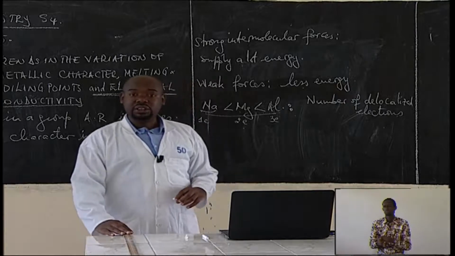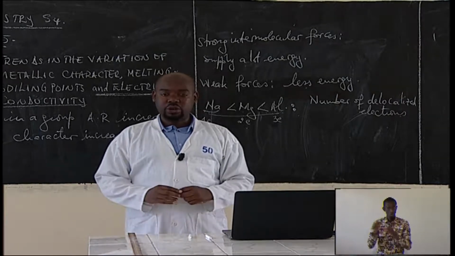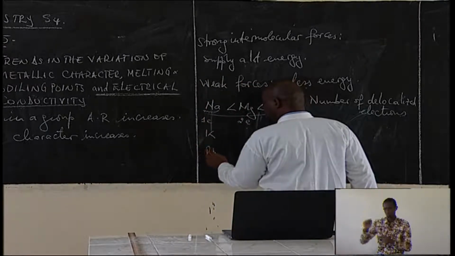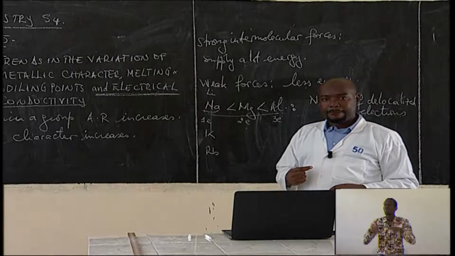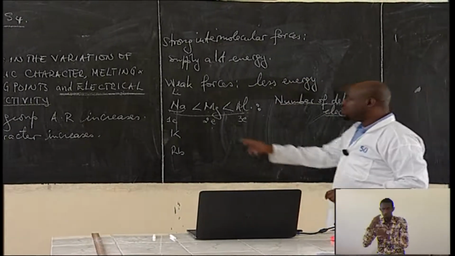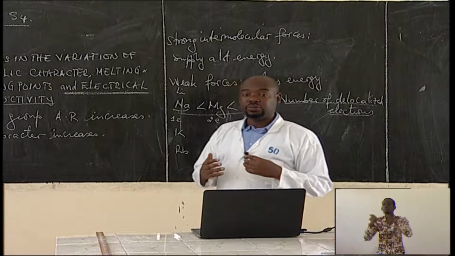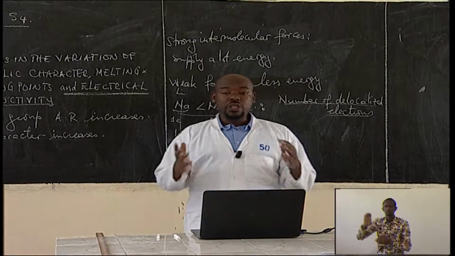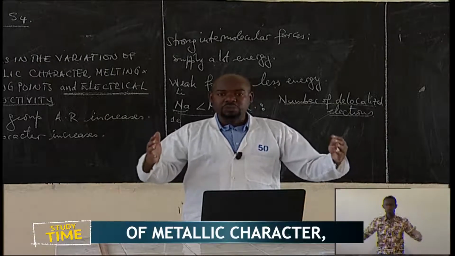So what happens when we move down in a group of metals? We will consider here lithium, sodium, potassium, rubidium. What do you think will happen? Here we have to consider another factor, because the number of delocalized electrons is the same. They are in the same group, so they have the same number of delocalized electrons. So here we have to consider the size of the cation. We know that as the size of the cation increases, the electrostatic forces become weaker.